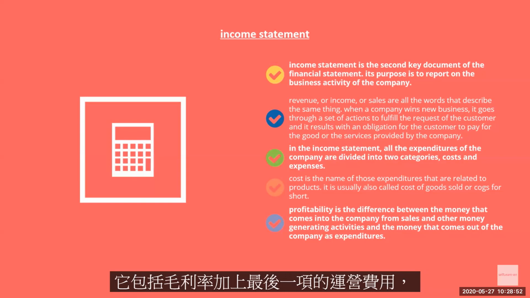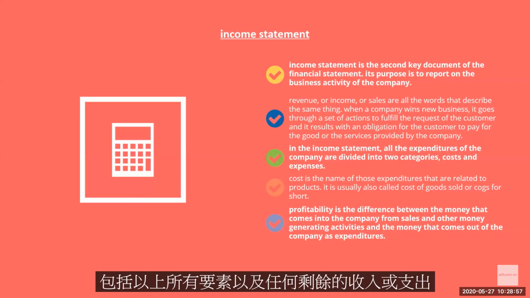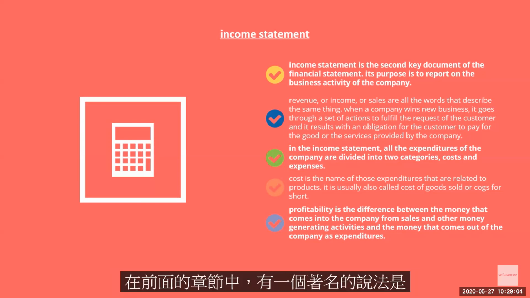The last one, and the true profitability of the company, is measured by the net income, and it is the one including all the elements above plus any remaining revenues or expenditures that are not related to the operations of the company. We will be reviewing each one of those in the chapter ahead.